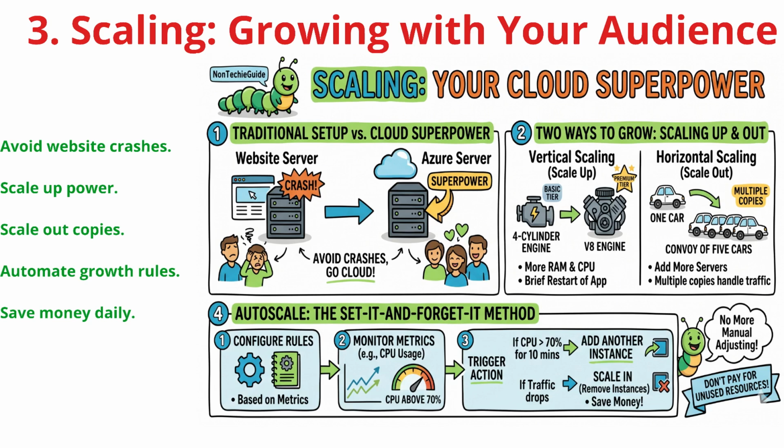With the set it and forget it method called Autoscale, you set the rules. If your CPU usage hits 70%, Azure automatically adds a new instance. When the crowd leaves and traffic drops, it scales in to remove those extra copies. You only pay for what you actually use, keeping your budget as healthy as your website.